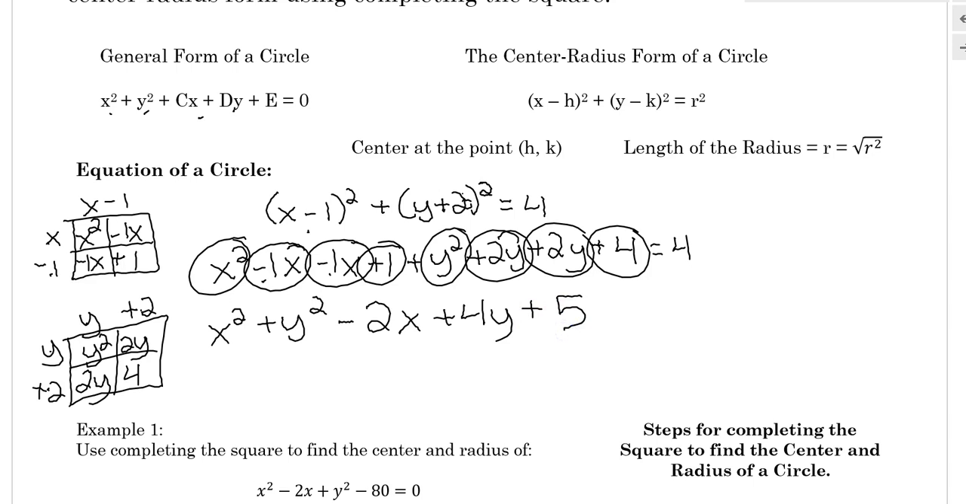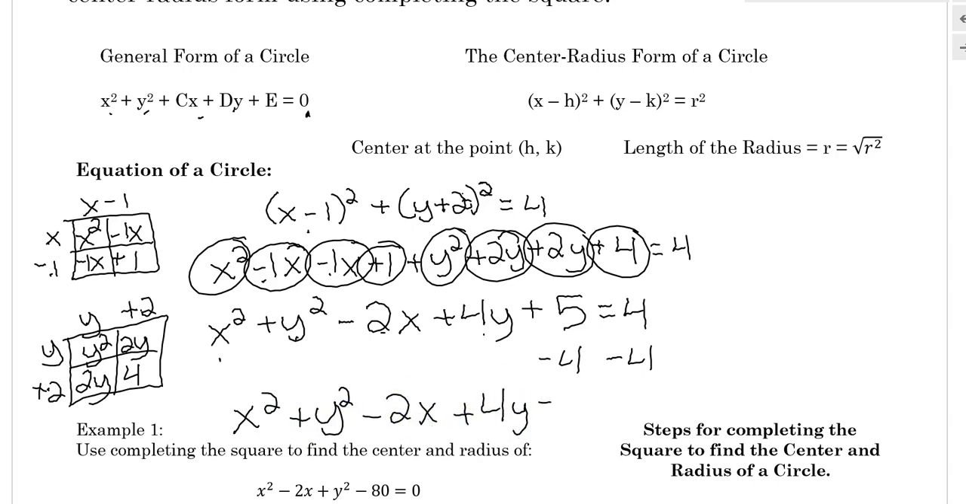Okay, so plus 5 equals 4. If we look, we are getting very close to that form, except this is equal to 0. This one is not equal to 0. So I'm going to subtract 4 from both sides. I'm left with x squared plus y squared minus 2x plus 4y plus 1 equals 0. Right, because 5 minus 4 is 1.